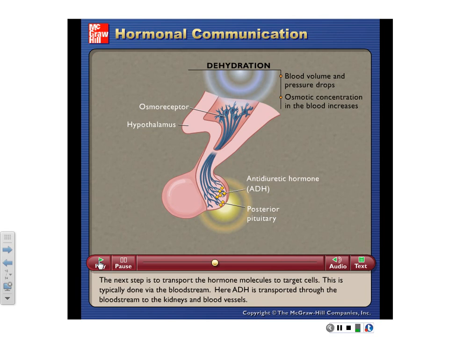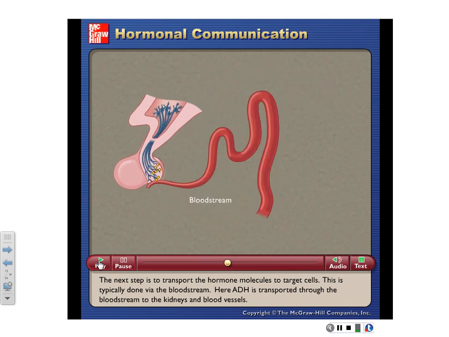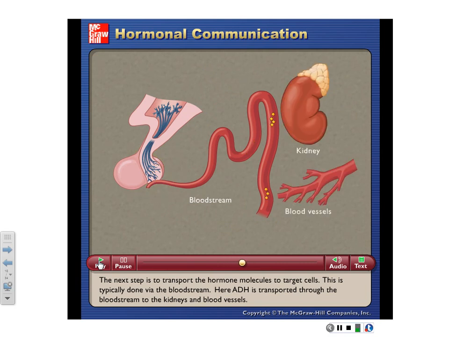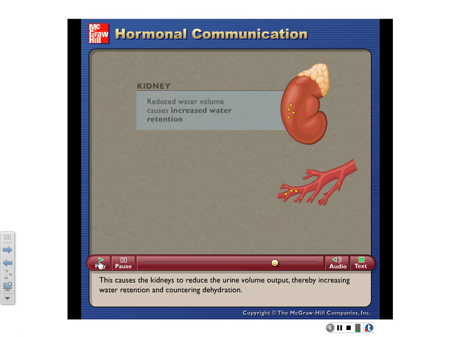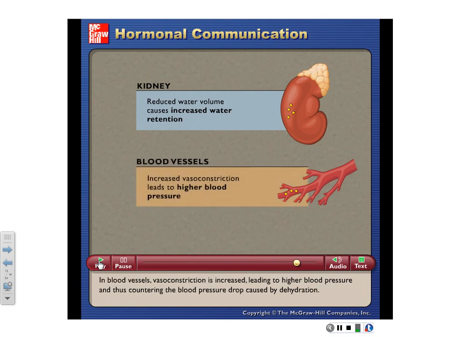The next step is to transport the hormone molecules to target cells. This is typically done via the bloodstream. Here, ADH is transported through the bloodstream to the kidneys and blood vessels. When hormone molecules reach target cells, they will bind to matching receptors on those cells, and the hormone receptor complexes will trigger changes in the target cells. This causes the kidneys to reduce the urine volume output, thereby increasing water retention and countering dehydration. In blood vessels, vasoconstriction is increased, leading to higher blood pressure and thus countering the blood pressure drop caused by dehydration.